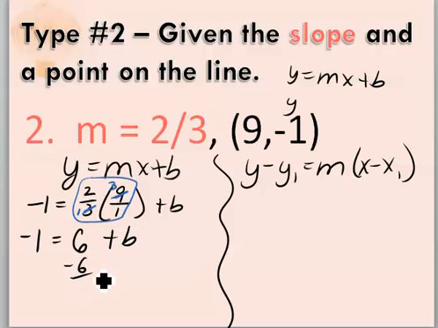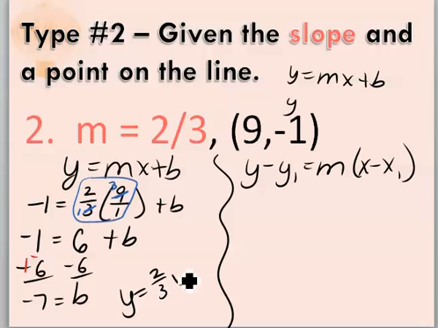To get b by itself, we're going to subtract 6, which is the same thing as adding a negative. And b is negative 7. So my final answer would be y equals the slope we were given, 2/3 x, plus a negative 7 or minus 7.